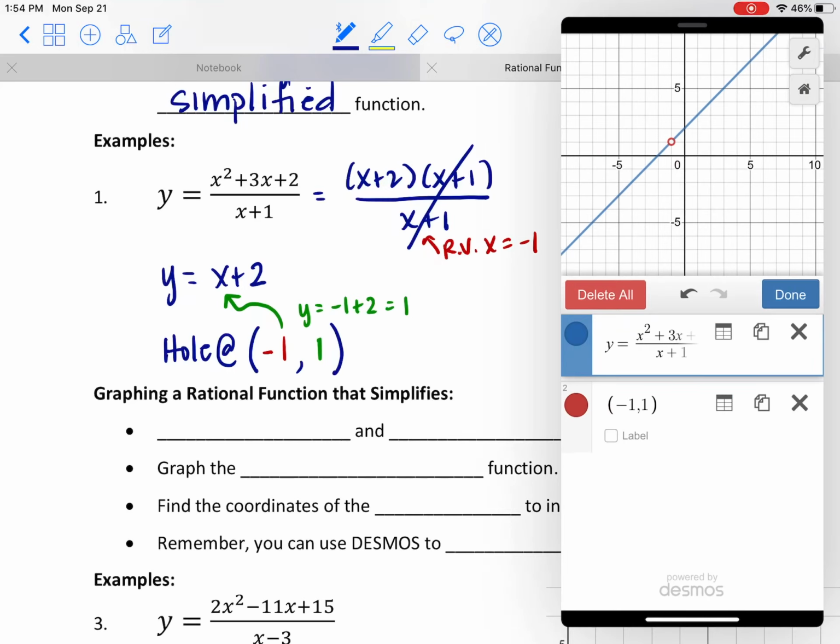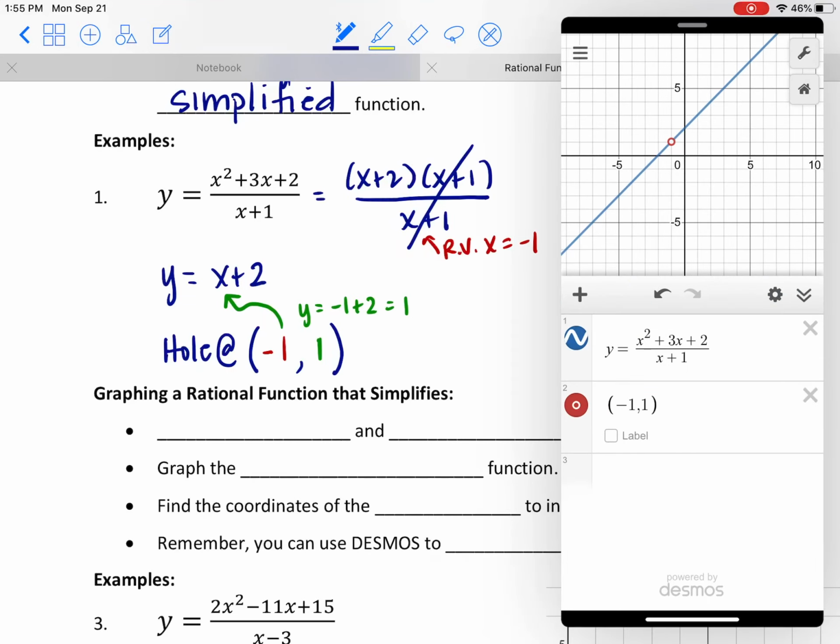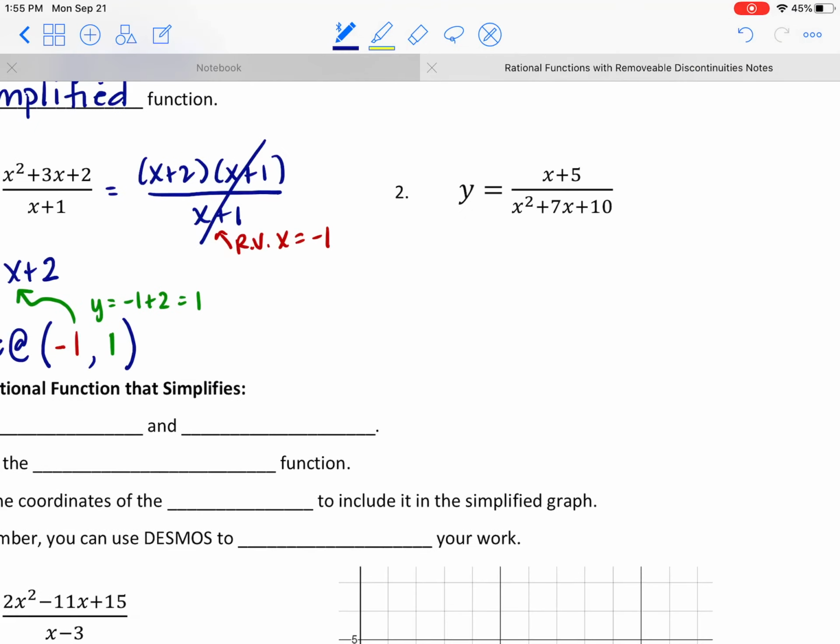Okay? And just so you can see it again one more time, I would put my function in. I see a line there. Now if I put in the coordinates for the hole, the -1, 1, I can use the settings here to make that an open point. Okay, and I can even click a label here to show that's the hole in the graph, and now I have exactly what I would like to see when you do this in your practice. Okay, so you're going to graph the function and identify the coordinates of the hole and make sure you show the hole as an open point. Okay, and we'll do more of those in a few minutes.